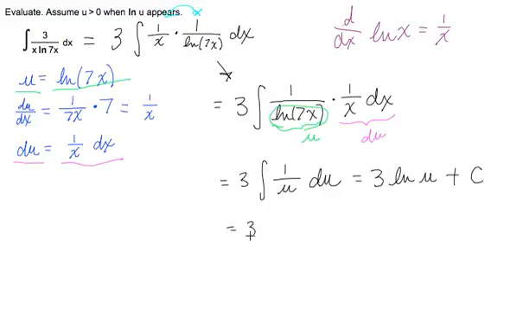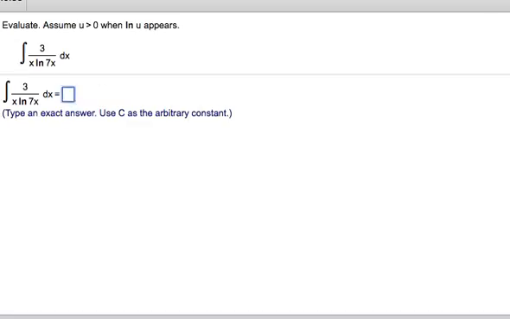And then we go all the way back to x's. u is defined as the natural log of 7x. So this one's kind of strange. We end up with the natural log of 7x. Let's go give that a try. 3 times the natural log of the natural log of 7x, plus b.